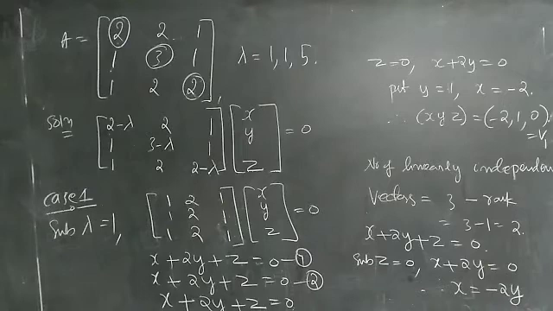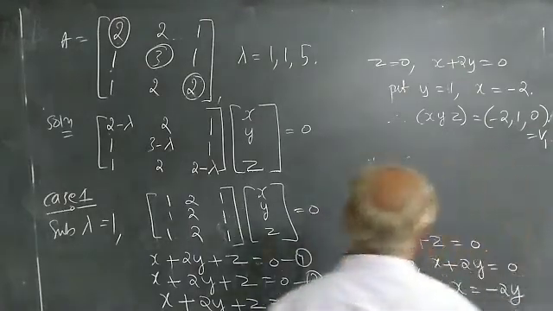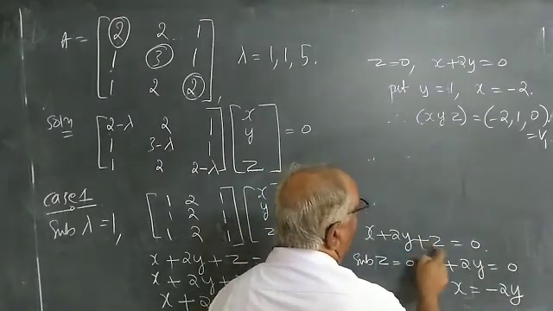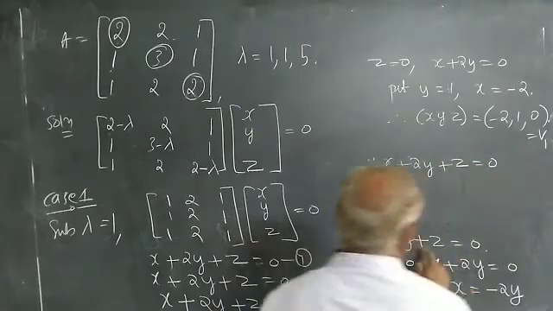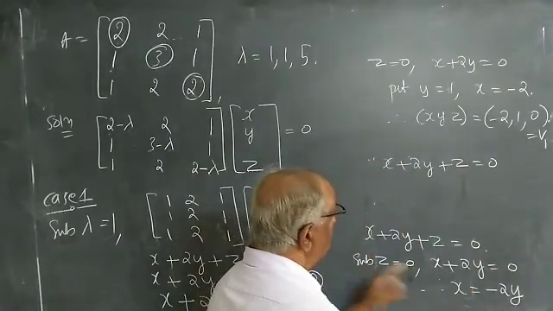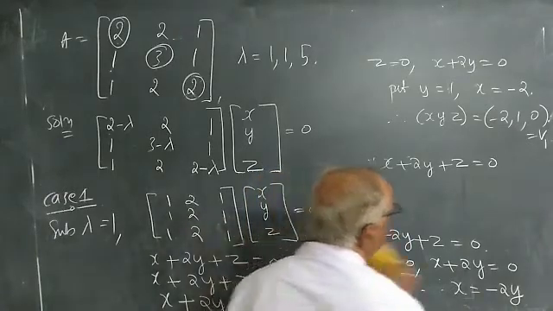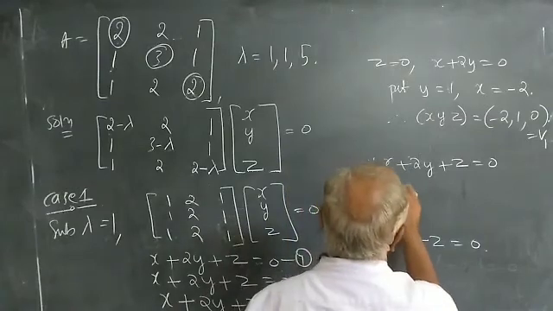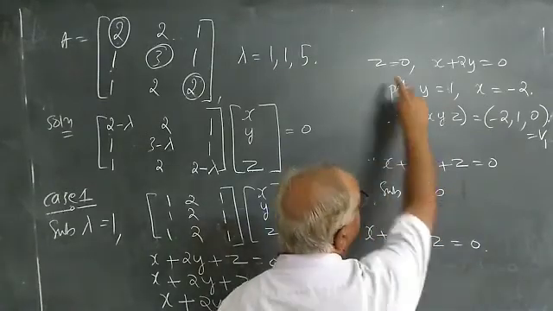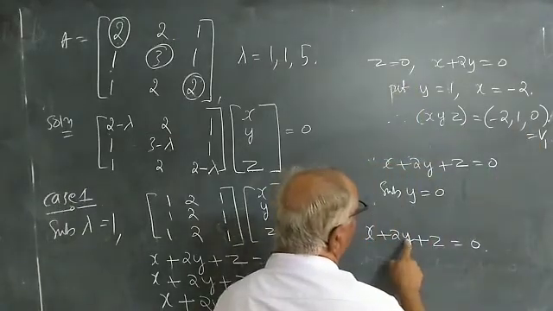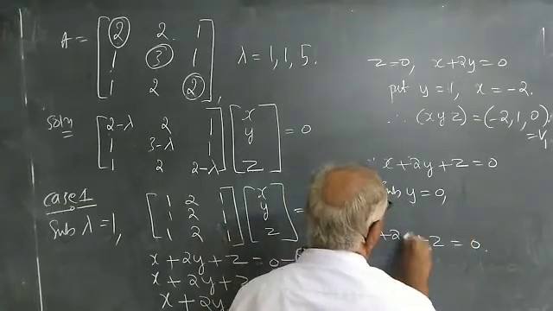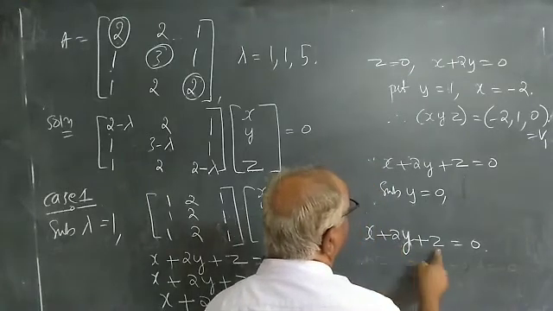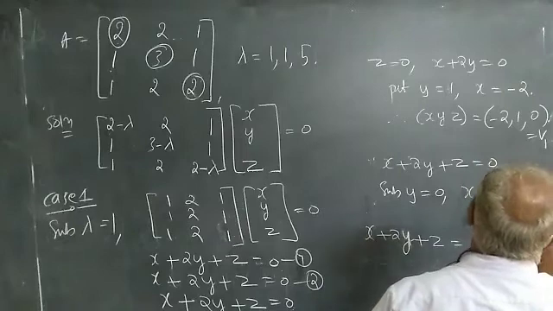Similarly, I am finding one more linearly independent eigenvector. Consider the same equation, x plus 2y plus z is equal to 0. I have already substituted z is equal to 0, and therefore I got this v1. Now, the other option is to put y is equal to 0. If I put y is equal to 0, then what happens? You are getting x plus z is equal to 0.